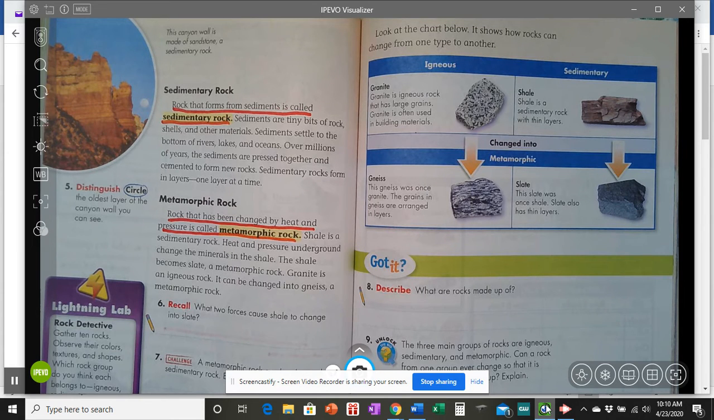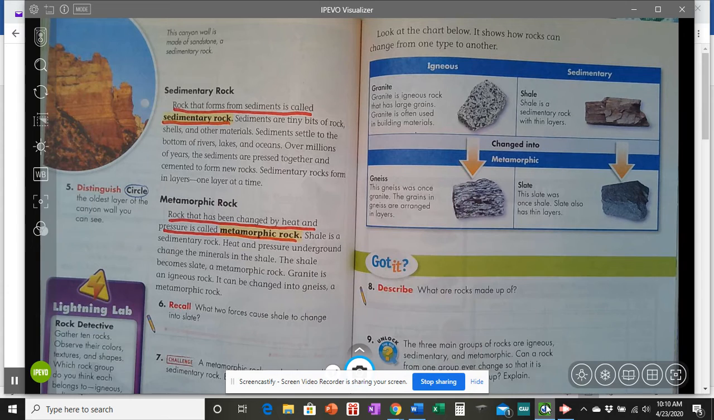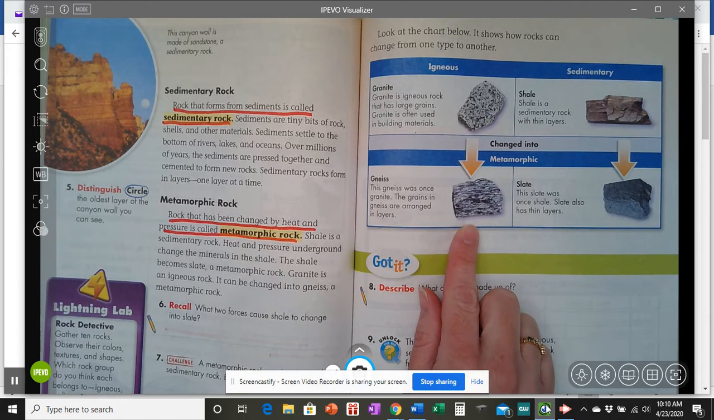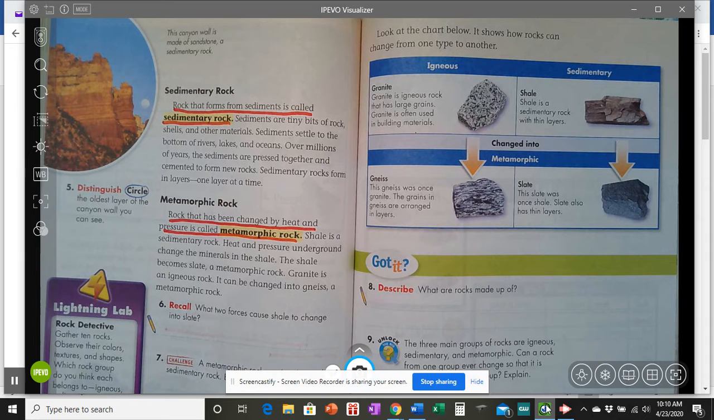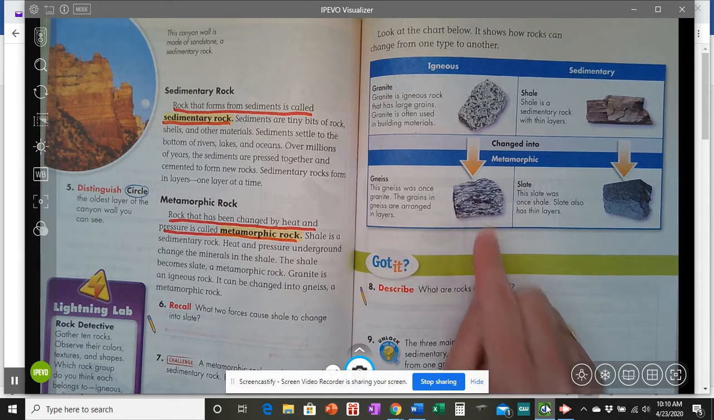Look at the chart below. It shows how rocks can change from one type to another. Here's igneous for granite. Granite is igneous rock that has large grains. Granite is often used in building materials. It was changed into a metamorphic rock, gneiss. This gneiss was once granite. The grains in gneiss are arranged in layers, and you can see the layers in the rock.